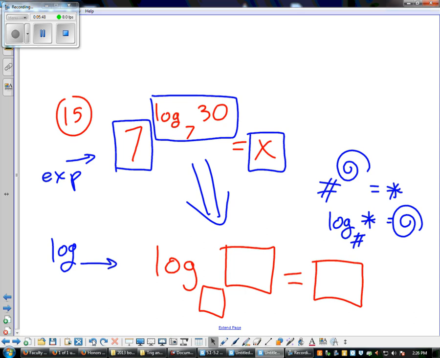All right, and I think that's all I wanted to go over with you. Problem number 22 about the earthquake is just like the one that we did in the notes.